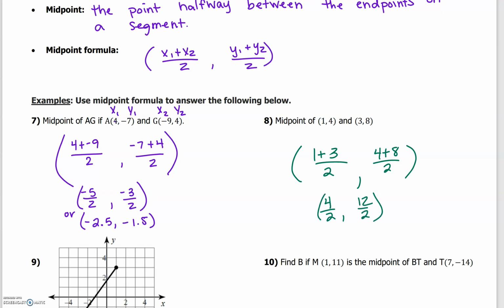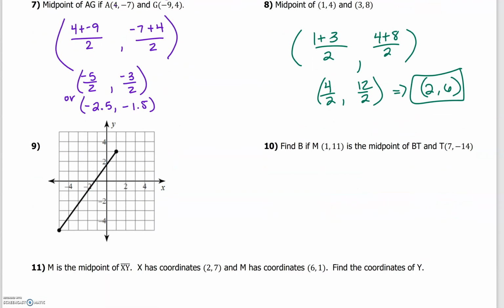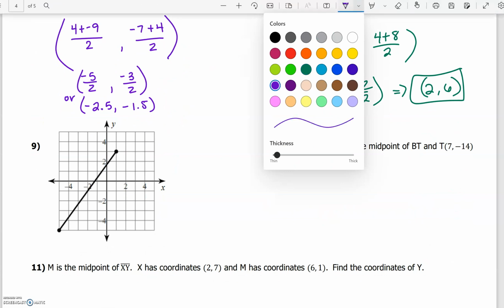Do not leave it like 4/2 and 12/2 because we can go ahead and simplify. So you want to simplify as much as possible. And we're done. Now you can actually find midpoint in a coordinate plane.